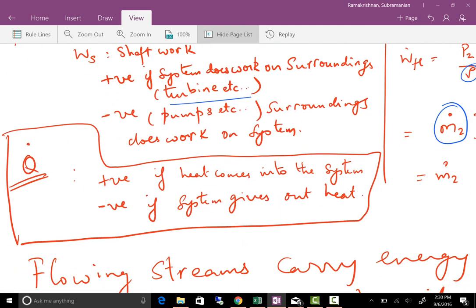So Q dot, again, the sign convention for Q dot is going to be very important. It's positive if heat comes into the system, and negative if the system gives out heat, right? So again, keep this in mind. This is also going to be very important when you solve problems. If you get the sign convention wrong, then all your numbers are going to be wrong, right? So please pay attention to detail and to the sign convention, depending on how you define your energy balance.